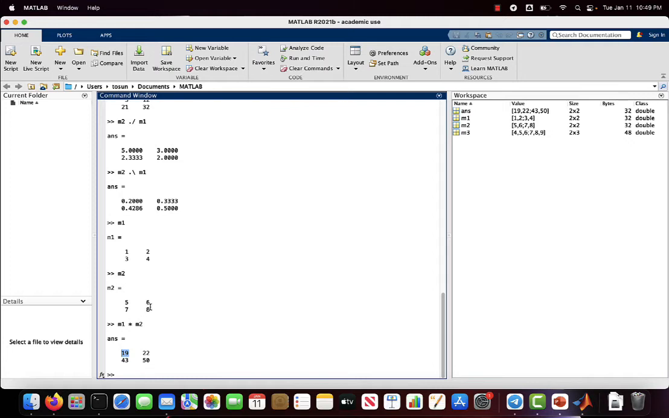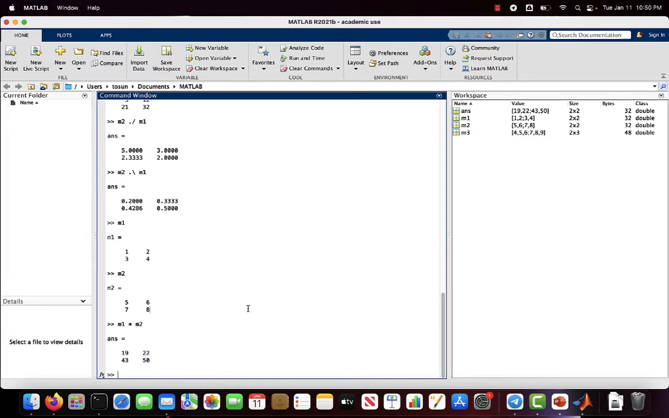And in the same way, for the first row and second column of the result matrix, we need to multiply the first row of the first matrix and the second column of the second matrix, which is 1 times 6 will be 6, 2 times 8 will be 16, and 16 plus 6 will be 22.